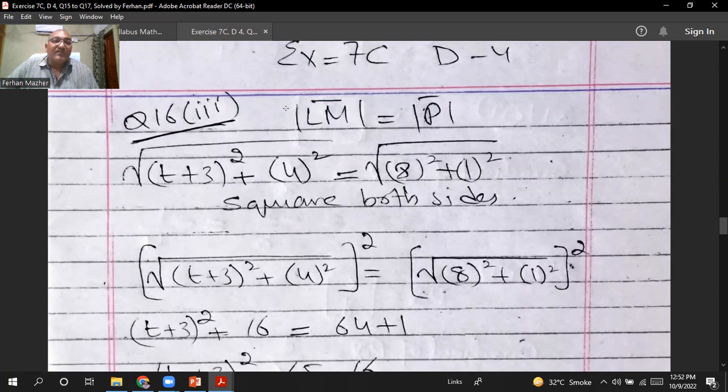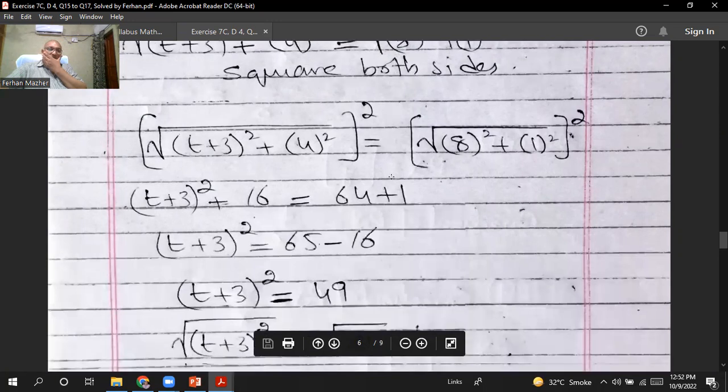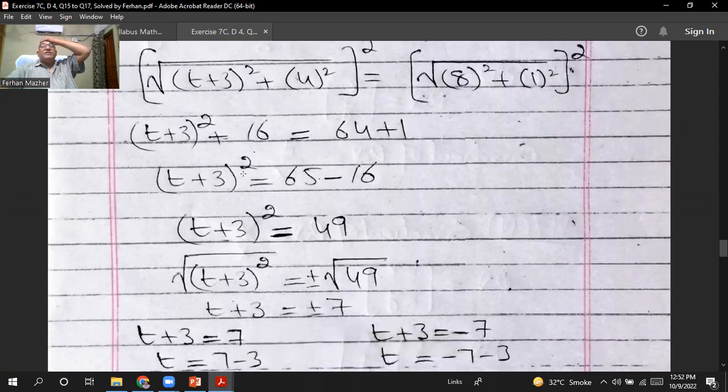Square both the sides, so these squares will be gone. Square roots will be gone. These radical signs will be gone. So I will have this thing. It will be t plus 3 whole square plus 16 equals 64 plus 1. So it will be t plus 3 whole square equals 65 minus 16. So t plus 3 whole square will be equal to 49. So take square root on both the sides.